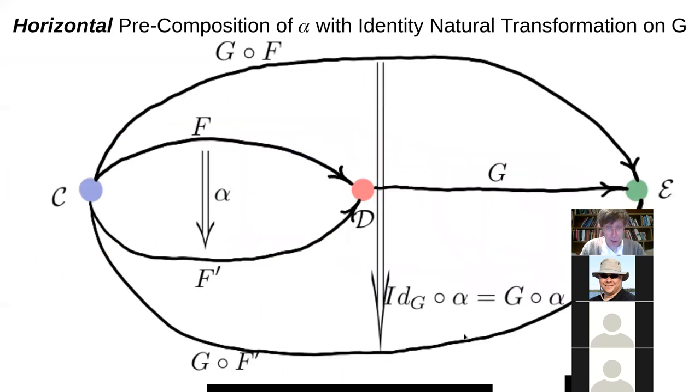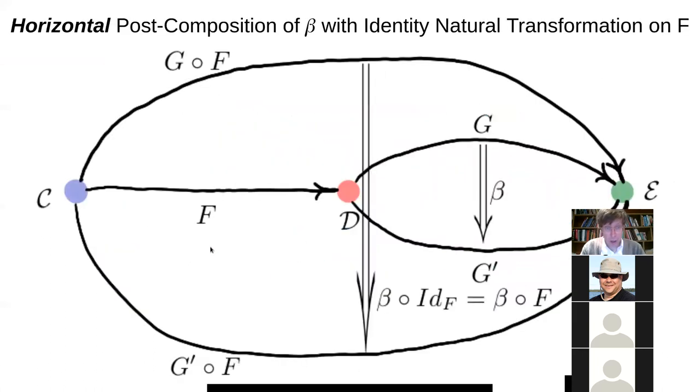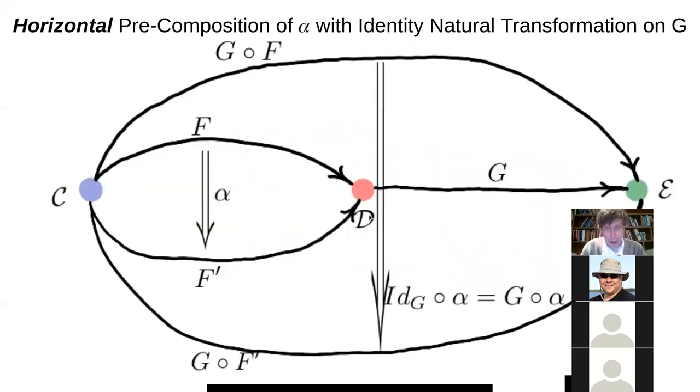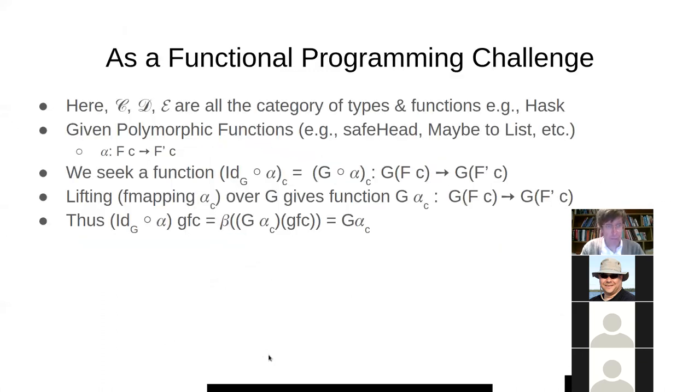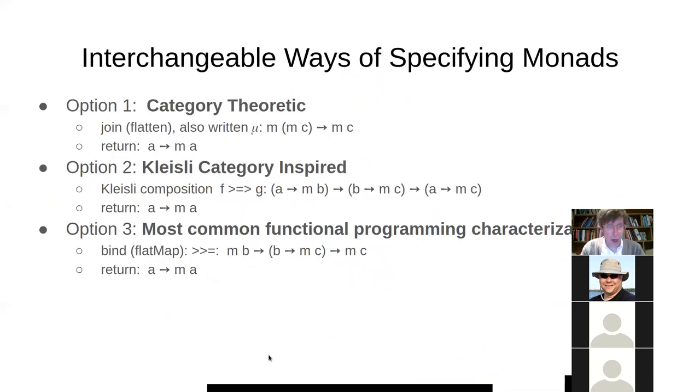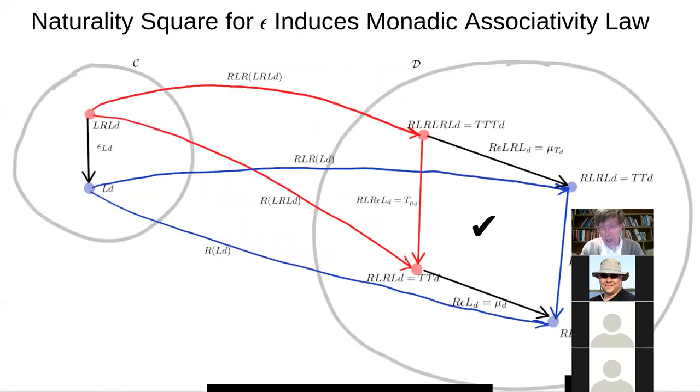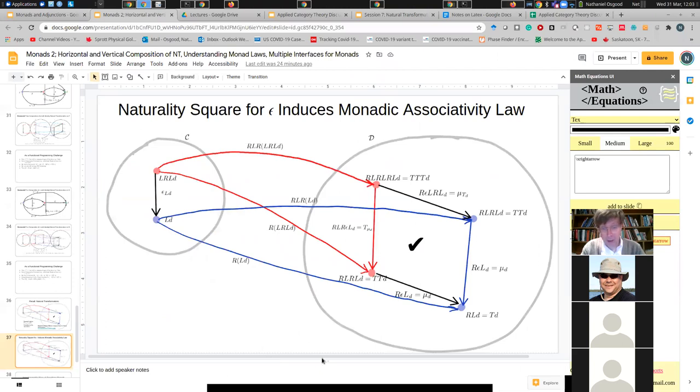So these are special cases. Before, we shift beta to apply at the results of where F mapped objects. Or here we want to postcompose with G, and so all we do is lift alpha with G. So it applies on G things, and it goes from G after F to G after F prime. So I think I will leave it there.